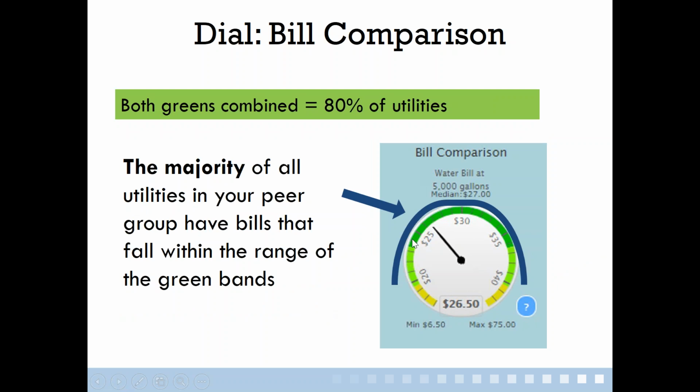And so if you have both of these green sections combined, that is 80% of utilities. So that's a really good sample size to give you an idea of, we have $20 over here, up to $40 over here. Most of the bills are falling within that $20 to $40 range for 5,000 gallons of water.